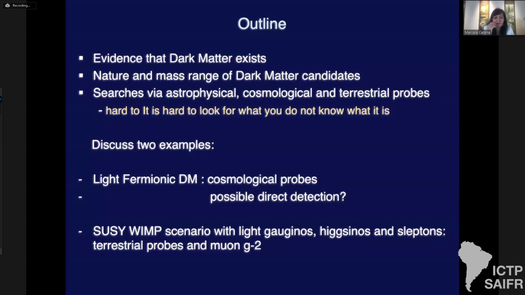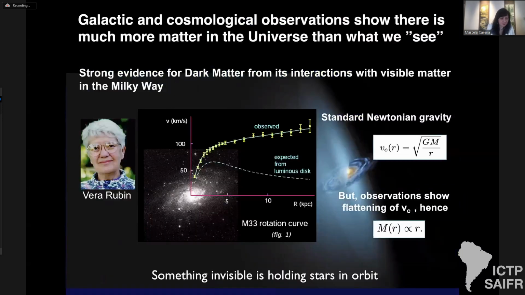One is light fermionic dark matter, and I will discuss a bit cosmological probes and maybe ask the question, we are working on that, on possible direct detection with new materials. And then the last part, more closer to my regular heart, is I will tell you a little bit about one example that is maybe less conventional in the sense that it has light gauginos like binos and sleptons, for a SUSY WIMP that can be searched for, that can explain g-2.